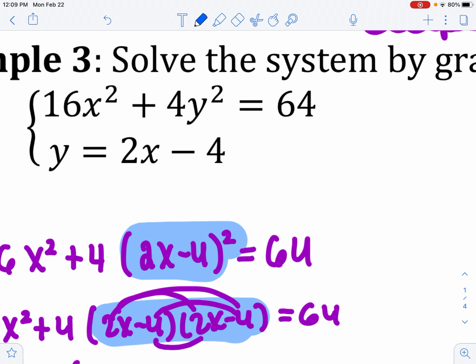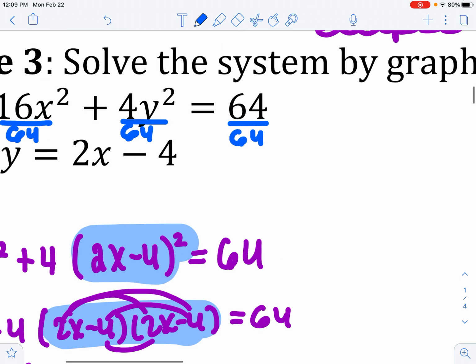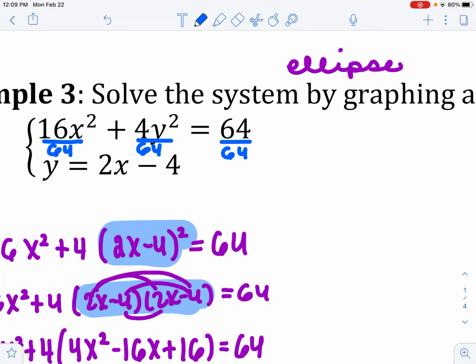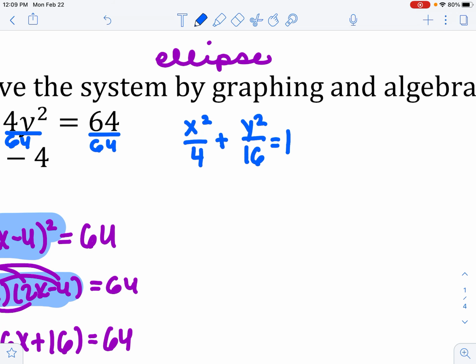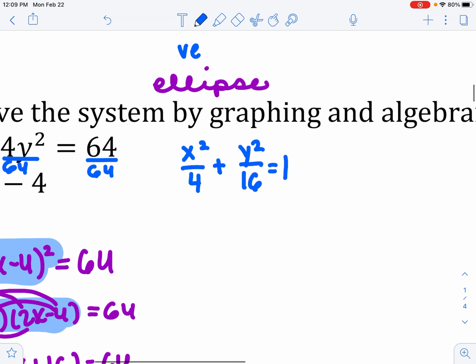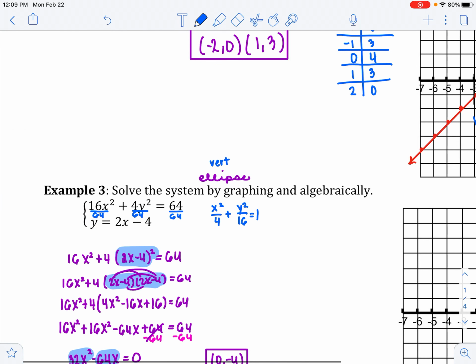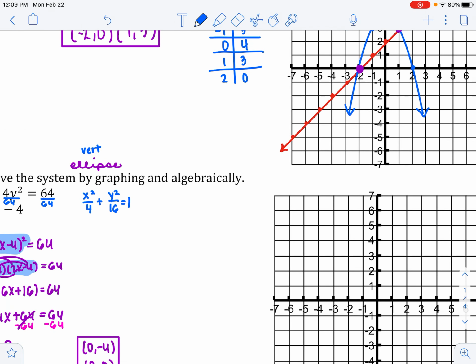I want to decide, is that ellipse vertical or horizontal? I can't do that until it's in standard form. Remember, ellipses are equal to 1. So I'm going to divide everything by 64 so that it's in standard form. 16 goes into 64 4 times, so that's x squared over 4 plus, 4 goes into 64 16 times, so y squared over 16 equals 1. Now I can decide if it's vertical or horizontal. Since my second denominator is bigger, I know it's vertical.